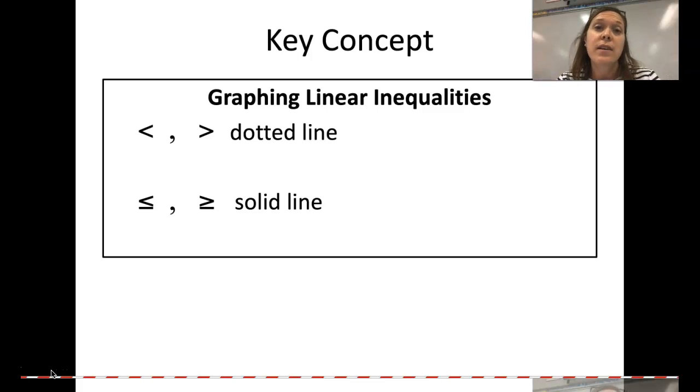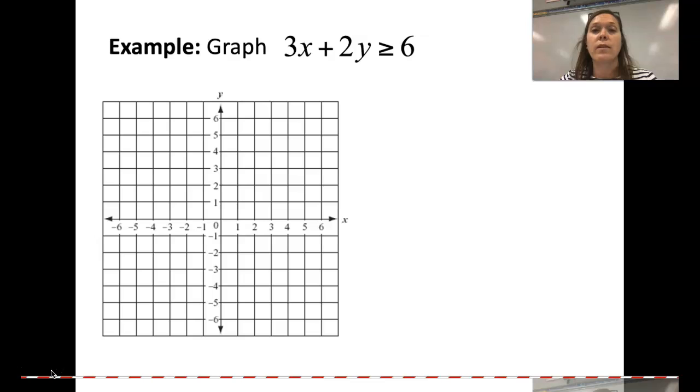Whenever we do not have the equals to sign associated with our inequality symbols, so just the less than and the greater than, then we're going to use a dotted line when we graph that line. If we do have the equals to associated with the less than or the greater than symbol, then we're going to create a solid line. The dotted line tells me that all the points that fall on that line are not solutions of our inequality. And if it was solid, then all those points that do fall on the line are solutions to that inequality.